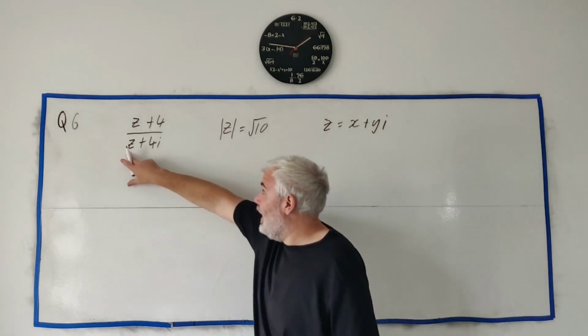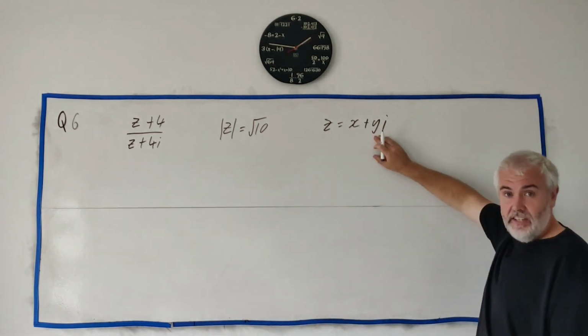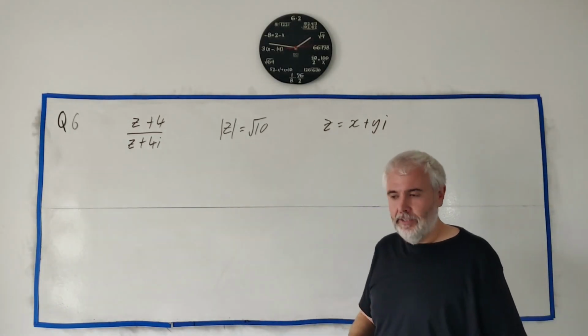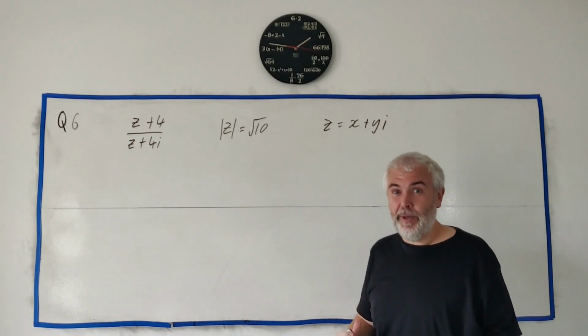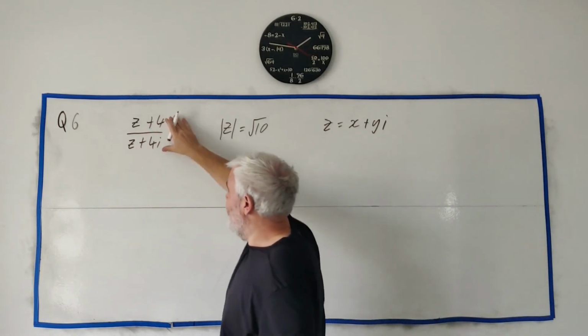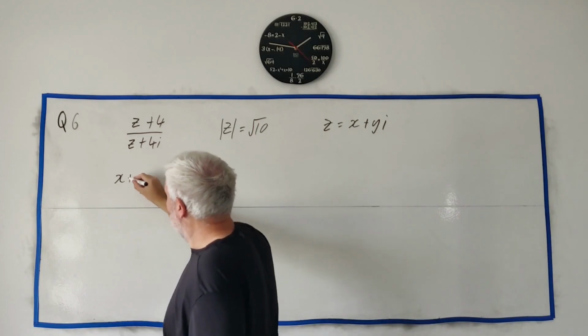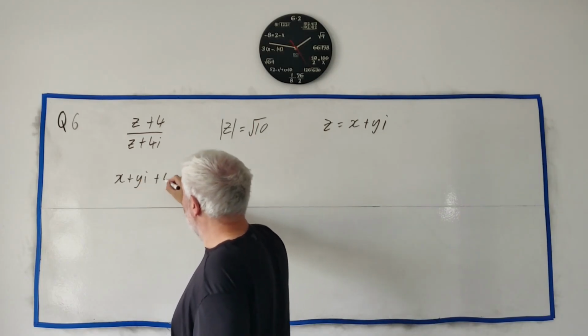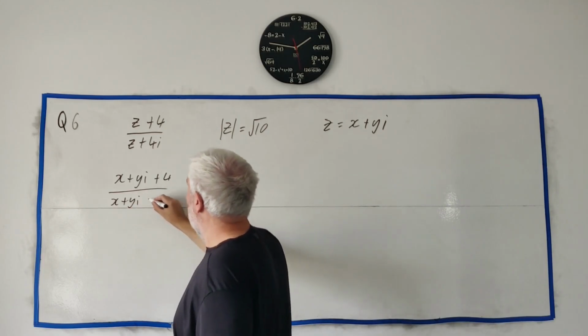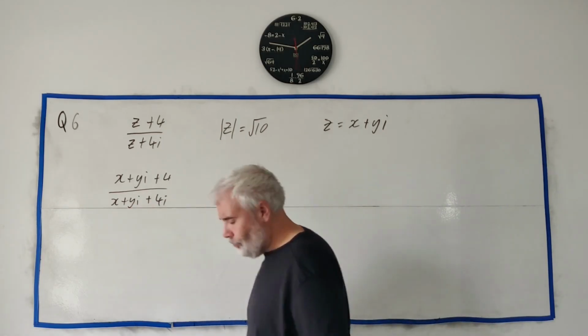That's because z has an i inside it. z is made up of a real and an imaginary part, and you have to respect that. So we are going to get the complex conjugate. We're going to divide this, but instead of this, we're going to write this out as x plus yi plus 4, divided by x plus yi plus 4i.